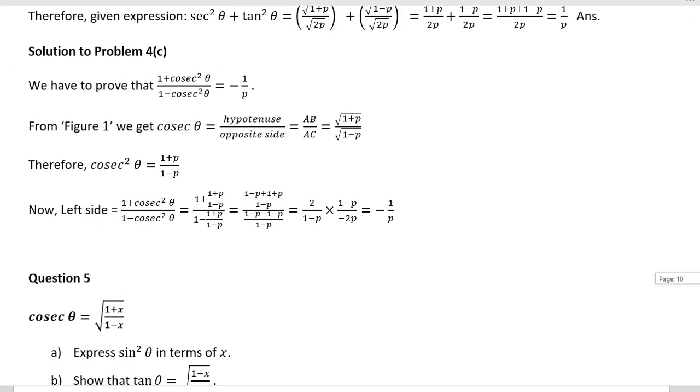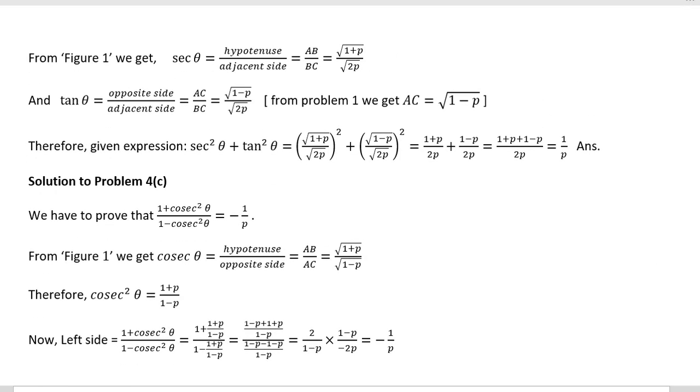So I'm sure that you have tried to solve the problem by yourselves, and you have a solution to problem 4c. We have to prove that 1 plus cos square theta divided by 1 minus cos square theta equals minus 1 by p.